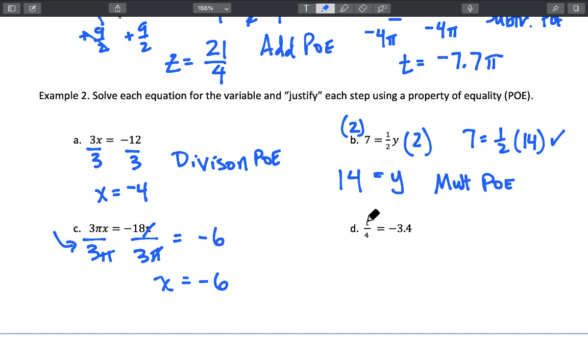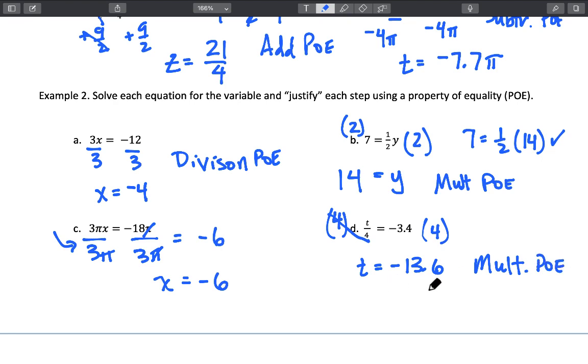Example 2d says some variable t divided by 4 is equal to negative 3.4. In order to get t by itself, we're going to multiply 4 out of that denominator. So I'm going to multiply 4 to both sides of that equal sign. T is equal to negative 13.6. And again, the property of equality is multiplication. So we'll say multiplication property of equality justifies that solution.